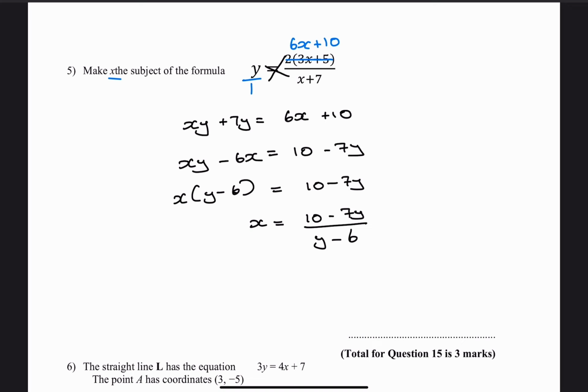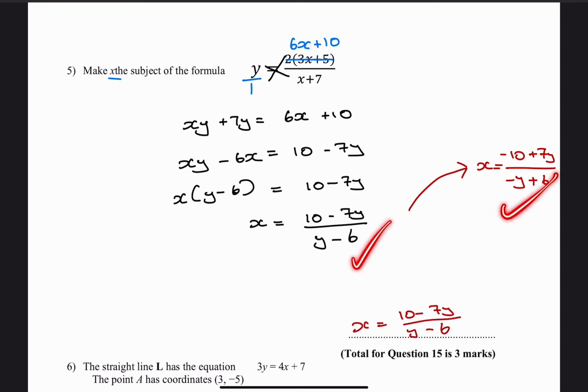Some people, if you're doing it, you might get the answer x is equal to, not 10 but minus 10, instead of minus 7y you get plus 7y, instead of y you get minus y, instead of minus 6 you get plus 6. That will also be correct. But I'll just stick to what I got on here. So remember, this is correct, and this is also correct if you got it that way.